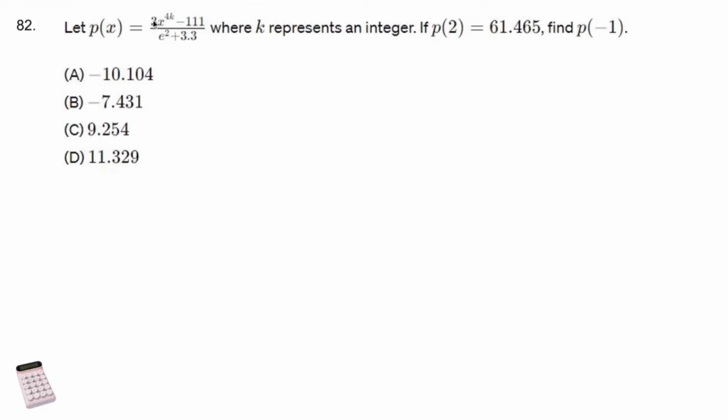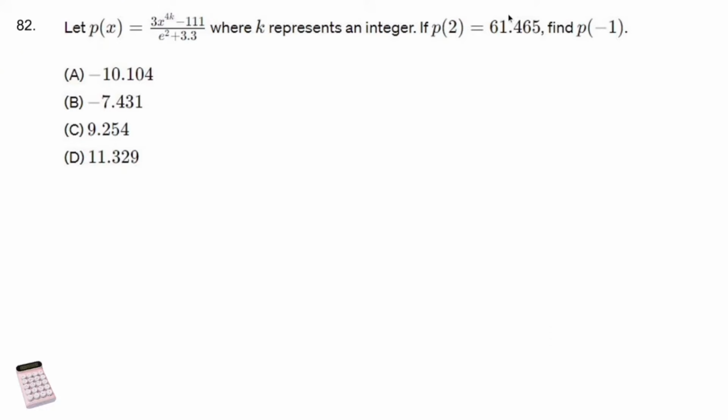This is going to be terrible. Let P of x equal (3 times 2 to the 4k, minus 111) over (e squared plus 3.3)... K represents an integer. If P of 2 equals 61.465, find P of negative 1. So this is what I'm going to do. I'm going to run to a calculator, come back here, and then run back to a calculator again.